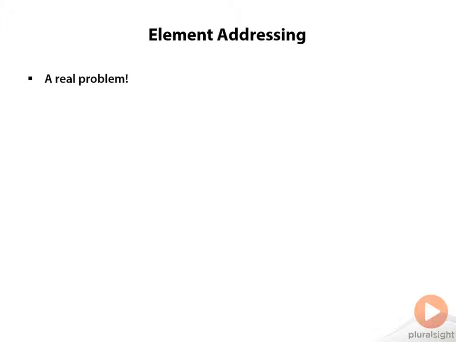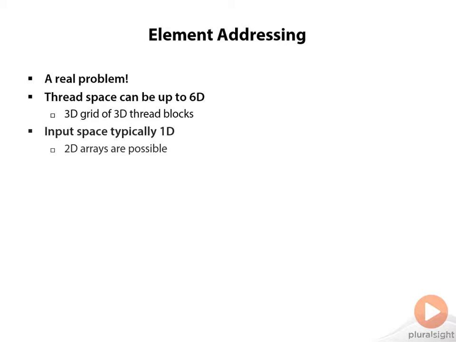So this is a real problem because effectively, the thread space can be up to 6 dimensions. As I say, you can have 3-dimensional grids of 3-dimensional blocks, and you need to somehow map this to an input space which is typically 1-dimensional, even though strictly speaking you can use 2-dimensional arrays in CUDA. It's not something that I would recommend because things get a bit messy, and it's just easier to map things to 1D arrays. And you would notice that when people process images, for example, in most cases people use 1-dimensional arrays to represent images, even though strictly speaking an image is something that you might think is inherently 2-dimensional.